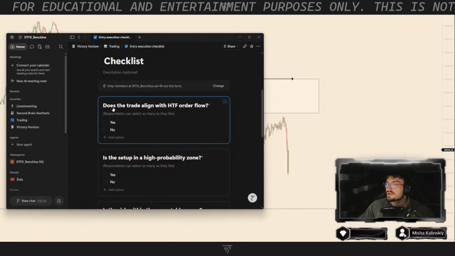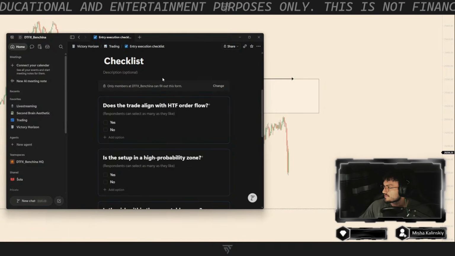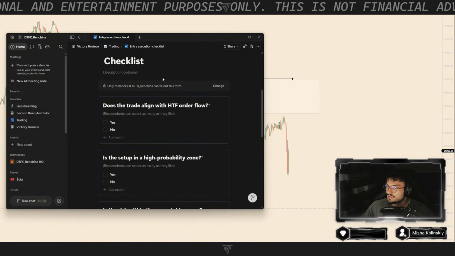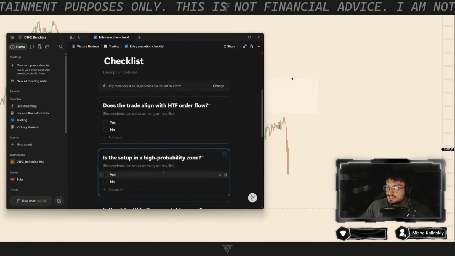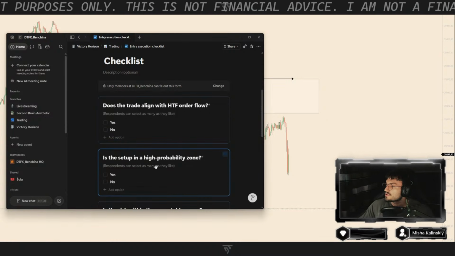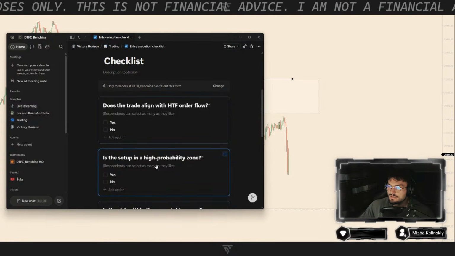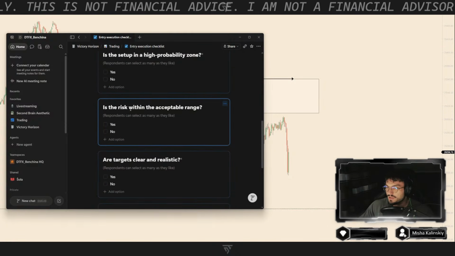So, does the trade align with higher time frame order flow? So, with structure, does it align? Okay, it does. Is the setup in a high probability zone? Are we trading out of something in the higher time frame? Are we not? Is the risk within the acceptable range?